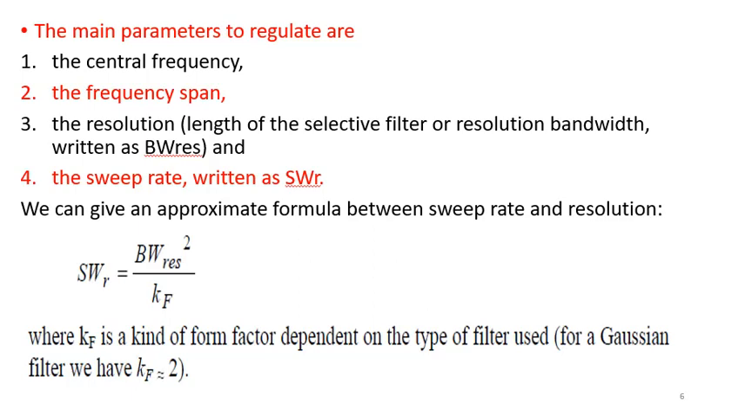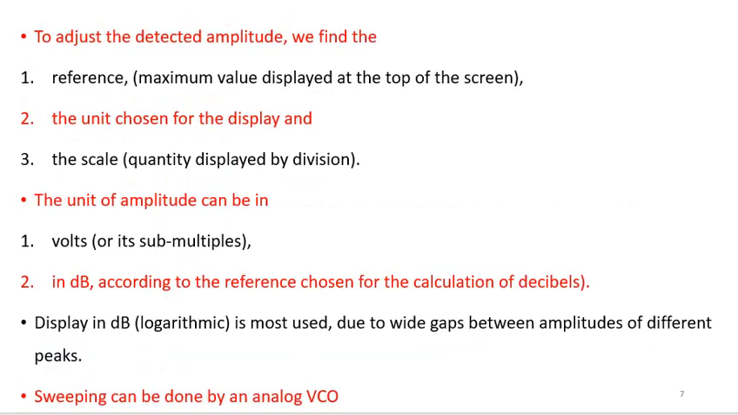Now, this resolution bandwidth and the sweep rate are connected by this mathematical formula. That is, the sweep rate is equal to the square of the resolution bandwidth over kf. This kf is a constant depending on the type of filter we are using. If you are using a Gaussian filter, this kf is approximately equal to 2.